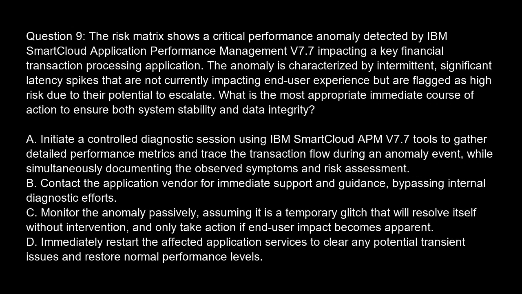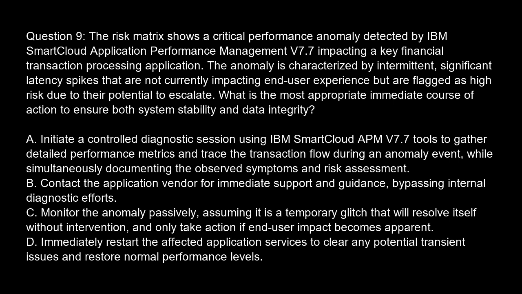Question 9. The risk matrix shows a critical performance anomaly detected by IBM SmartCloud Application Performance Management v7, impacting a key financial transaction processing application. The anomaly is characterized by intermittent, significant latency spikes that are not currently impacting end-user experience, but are flagged as high risk due to their potential to escalate. What is the most appropriate immediate course of action to ensure both system stability and data integrity?